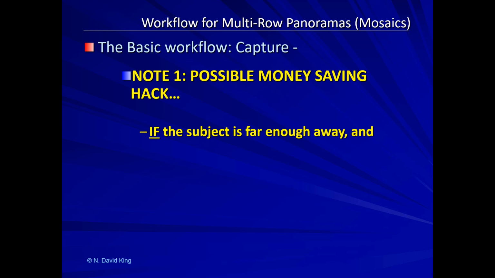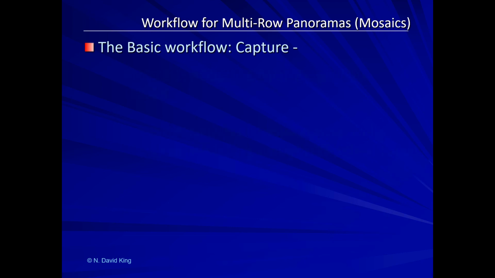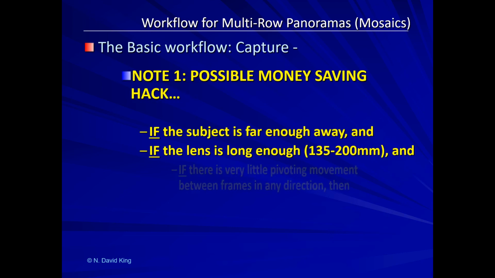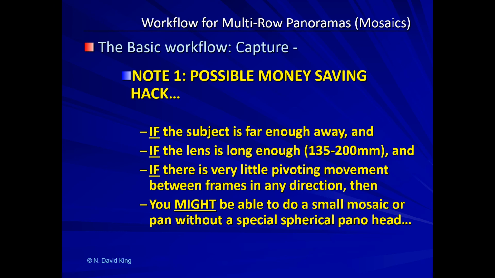If the subject is far enough away, and again, think skyline shot as a good example, and if the lens is long enough, say 135 to 200 millimeters, and if there is very little pivoting movement between the frames, either vertically or horizontally, then, and then only, you might be able to do a small mosaic or pan without a special spherical pano head. To save the money buying one, this might be worth trying.